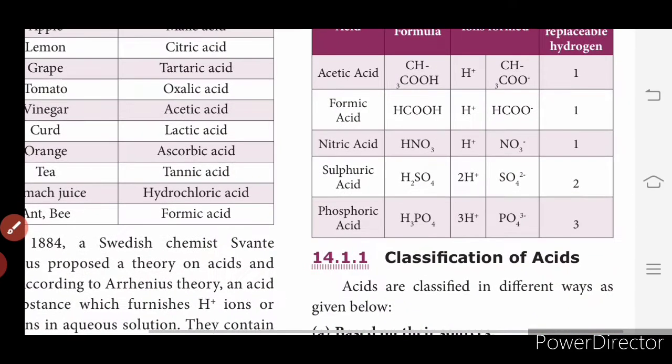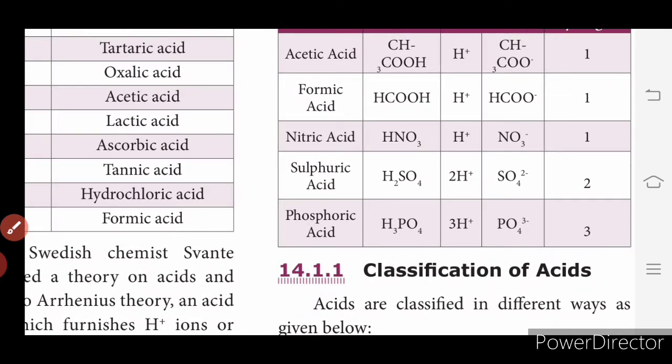Then sulfuric acid, H2SO4. So here you have 2 H's, and SO4 2 minus gets separated. So you have 2 replaceable hydrogen atoms. H3PO4, phosphoric acid, 3 hydrogen atoms get replaced and PO4 3 minus. Okay, the replaceable atoms are 3 here. So now we will pass on to the next topic, classification of acids.